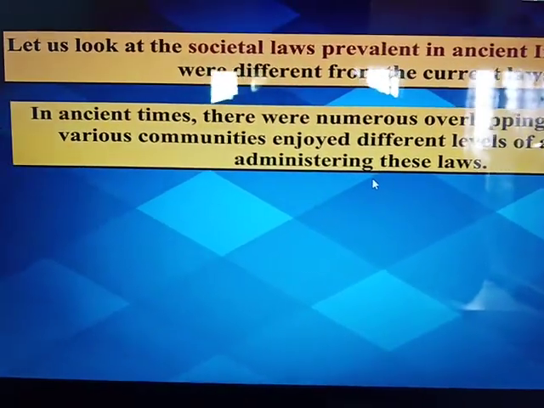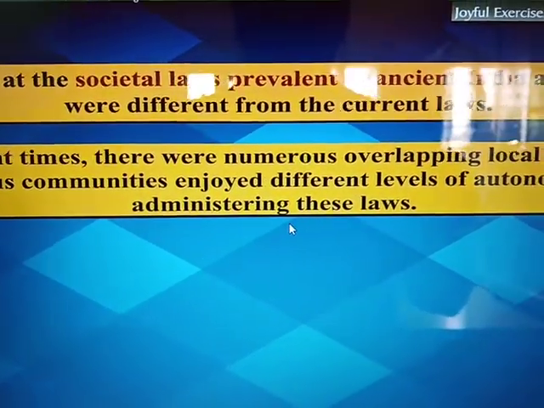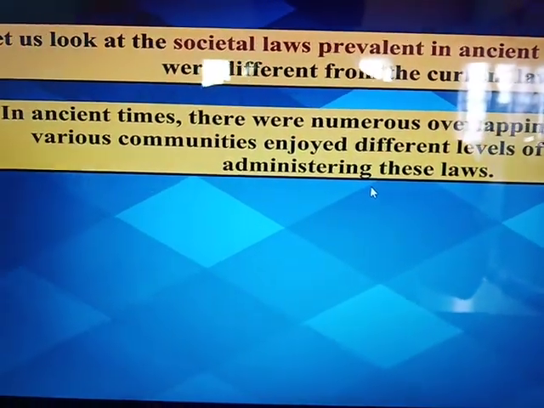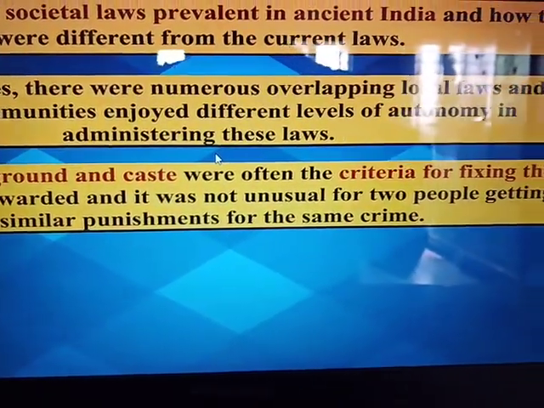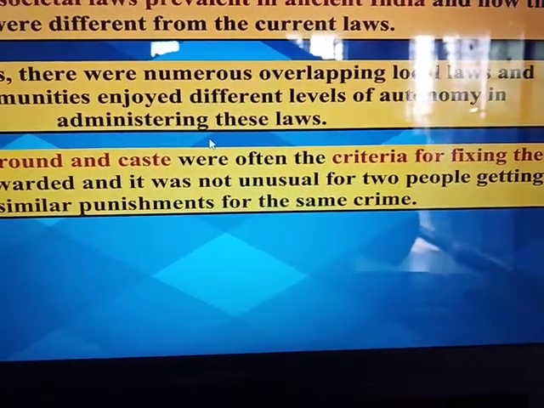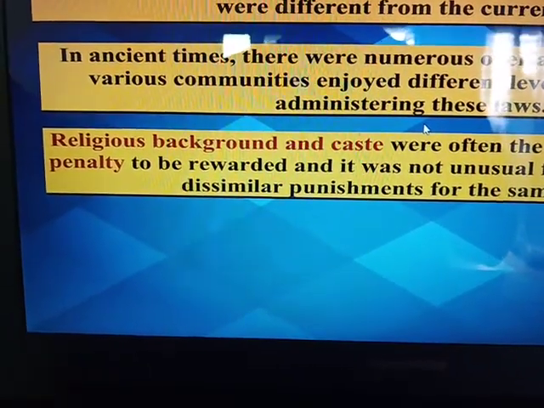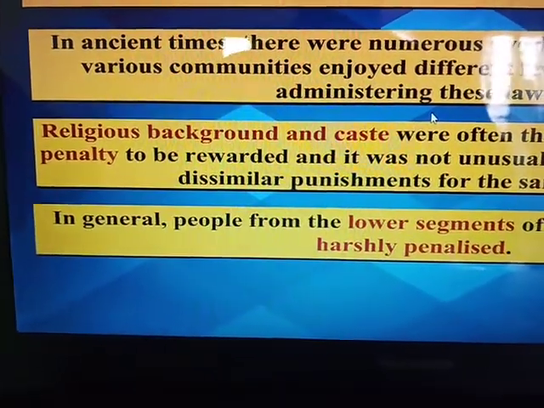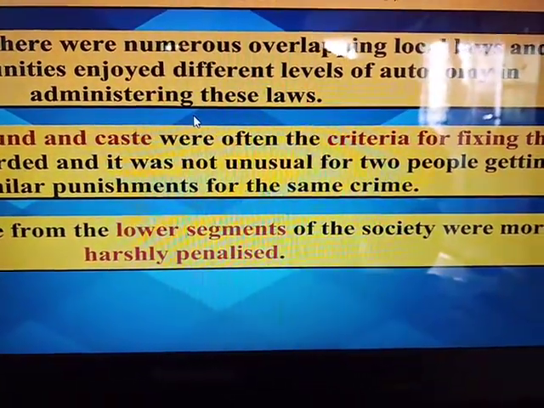In ancient times, there were numerous overlapping local laws and various communities enjoyed different levels of autonomy in administering these laws. Religious background and caste were often the criteria for fixing the penalty to be awarded, and it was not unusual for two people getting dissimilar punishments for the same crime. In general, people from the lower segments of the society were more harshly penalized.